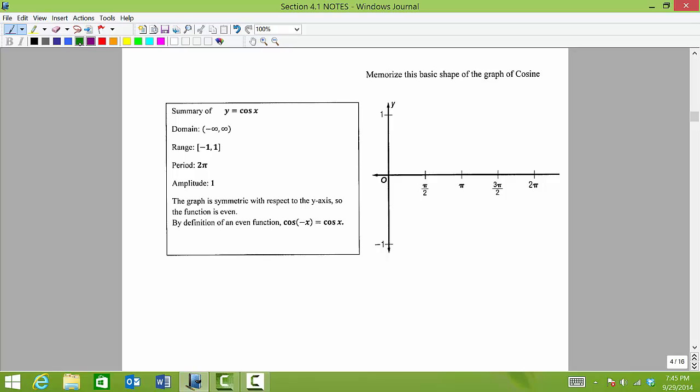So we want to remember this basic shape of cosine. Cosine starts at its maximum and then comes back down to the x-axis for its x-intercept. And then it goes down to the minimum of minus 1. At 3 pi over 2, it comes back to the x-axis, so here's its x-intercept. And then at 2 pi, it's back to the max. So we want to remember this basic shape that will represent cosine.